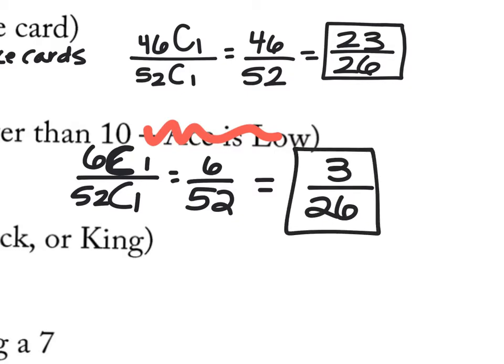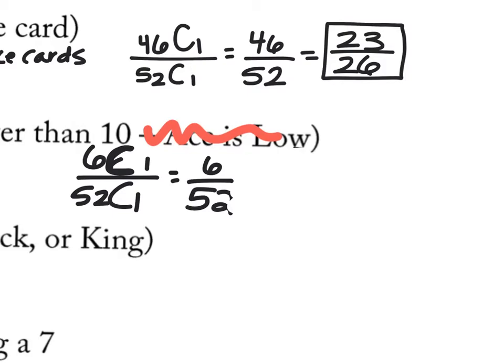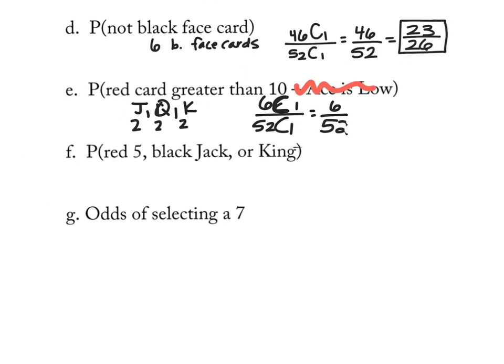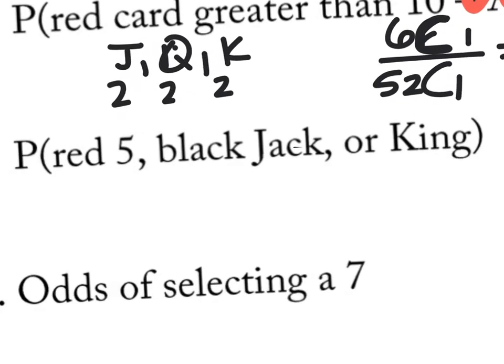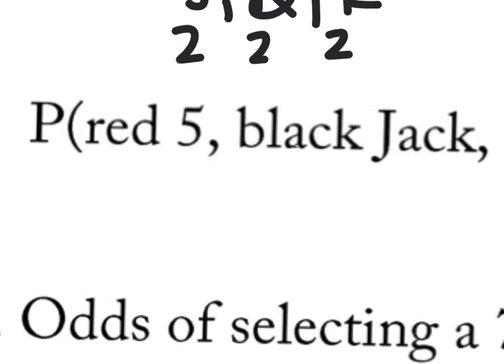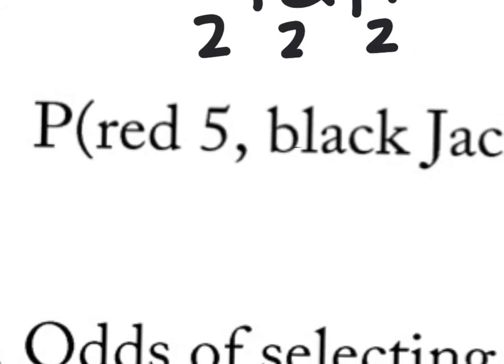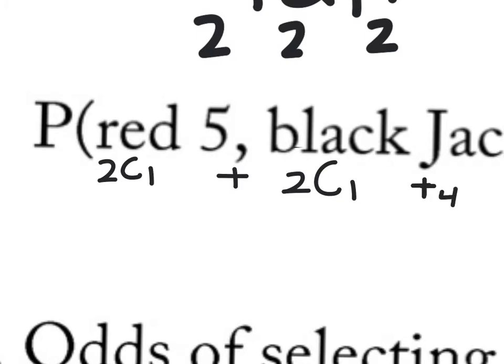All right, couple more to go. So probability of a red 5, a black jack, or a king. So how many red 5s are in the deck? Well, there's 2 red 5s. So this would be 2 choose 1. Or a black jack. There's 2 black jacks in the deck, so 2 choose 1. Or a king. Well, there's 4 kings. It doesn't specify a color. So that's 4 choose 1. That all goes on top. And the reason I'm adding is because it is an OR problem. So it's 2 plus 2 plus 4, which is 8.